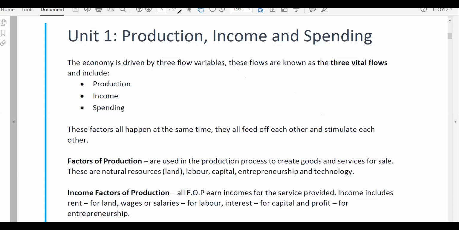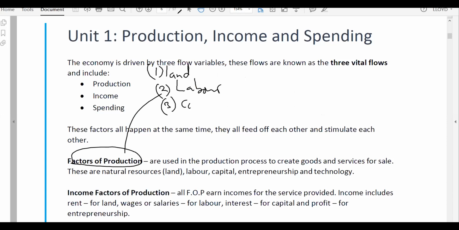There are four factors of production. Factor of production number one is land, with two L's. There is labor. There is capital. And lastly, we have entrepreneurship, of course, written down there.